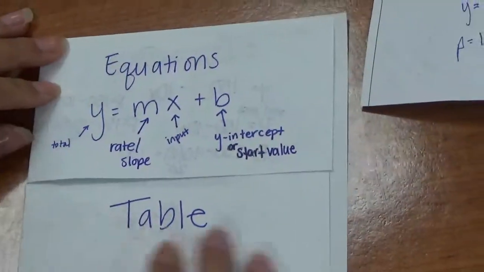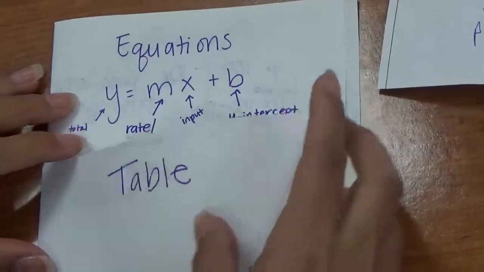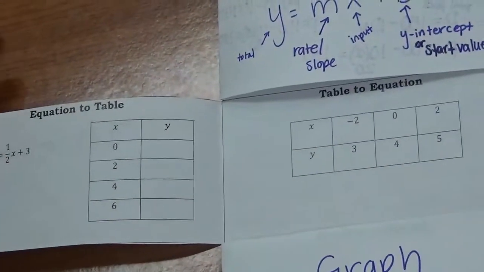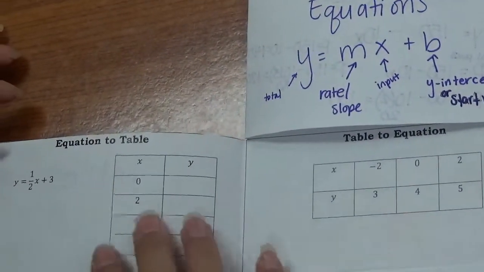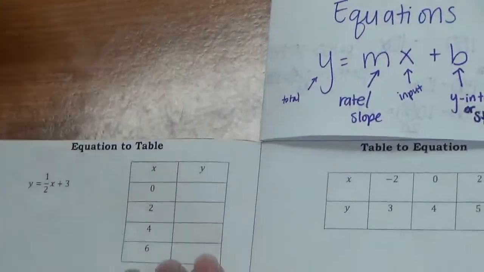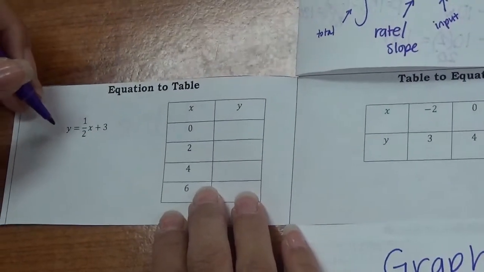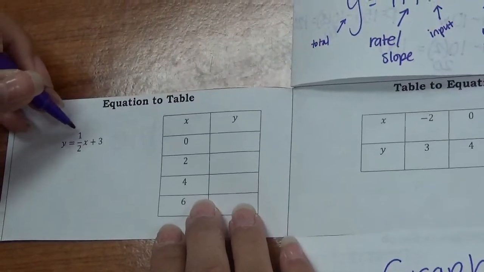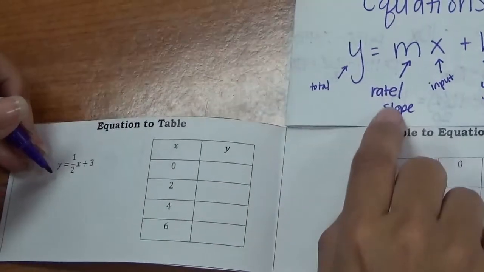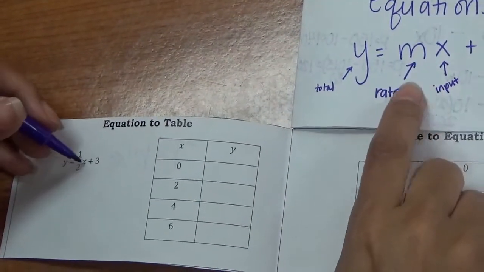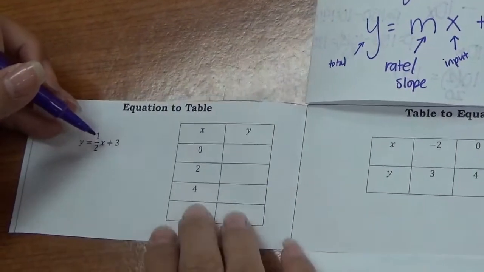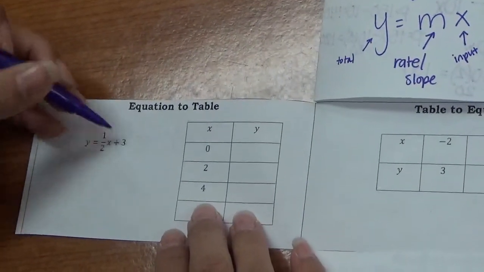Let's go ahead and go to the next section. Our table. What do we have here? Equation to table. Okay, so I'm going to take this equation and put it into this table. So I'm going to look at my formula. Y equals half x. So that means half is going to be my rate or slope. I'm using my notes from before, and x is going to be my input. And we already have the y-intercept or start value, which is going to be 3.